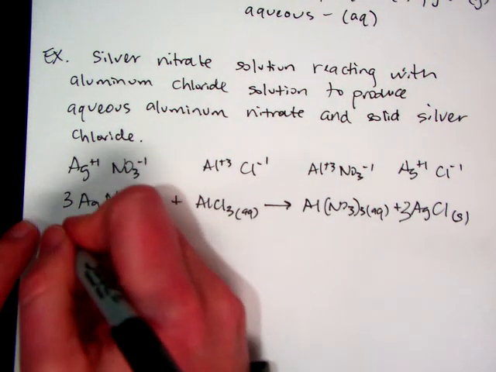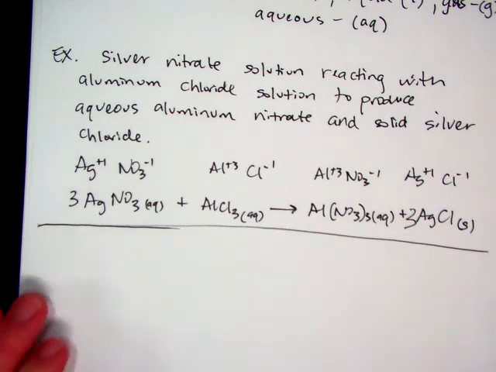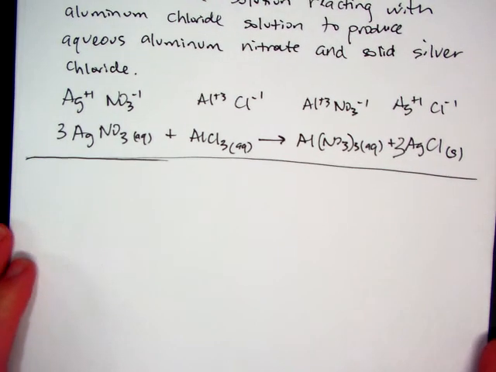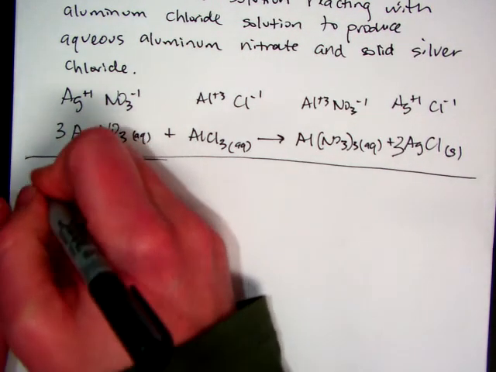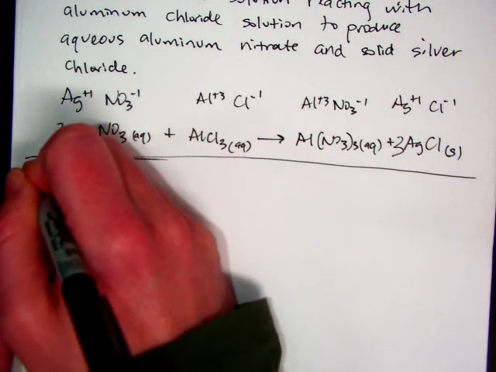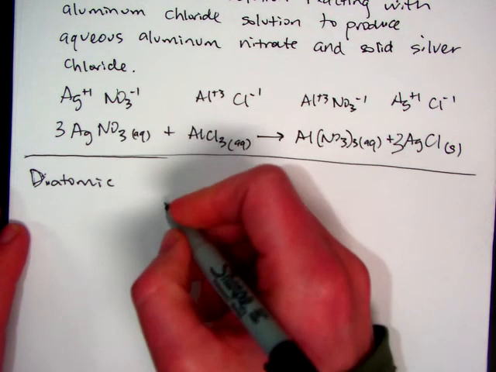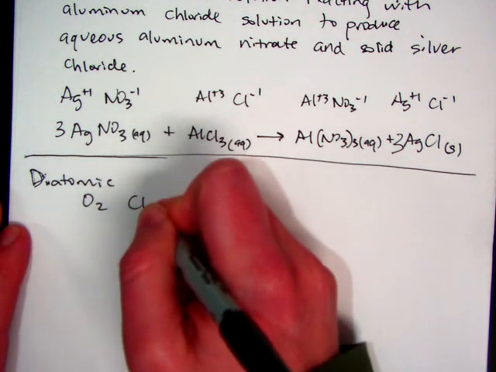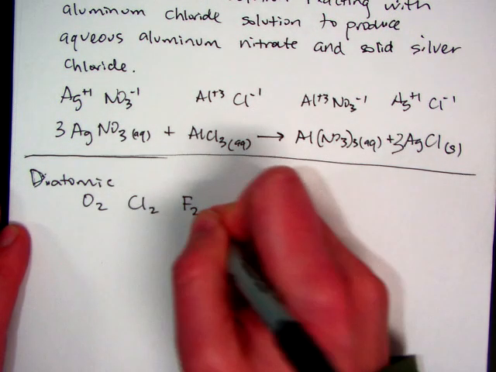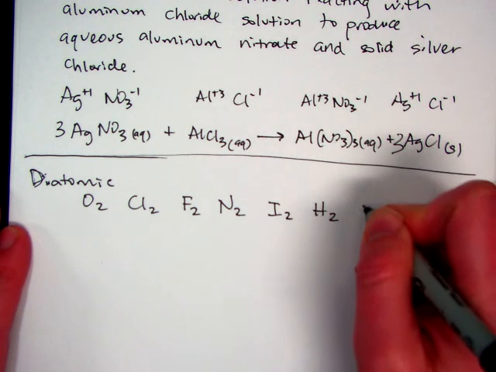Okay, before moving on, you should know that there are 7 elements that are never really by themselves; they always pair up. And I'll tell you what they are right now. They're called diatomic elements. Di meaning 2, atomic meaning atoms. So they're paired together. And there are 7 of them. They're oxygen, chlorine, fluorine, nitrogen, iodine, hydrogen, and bromine.